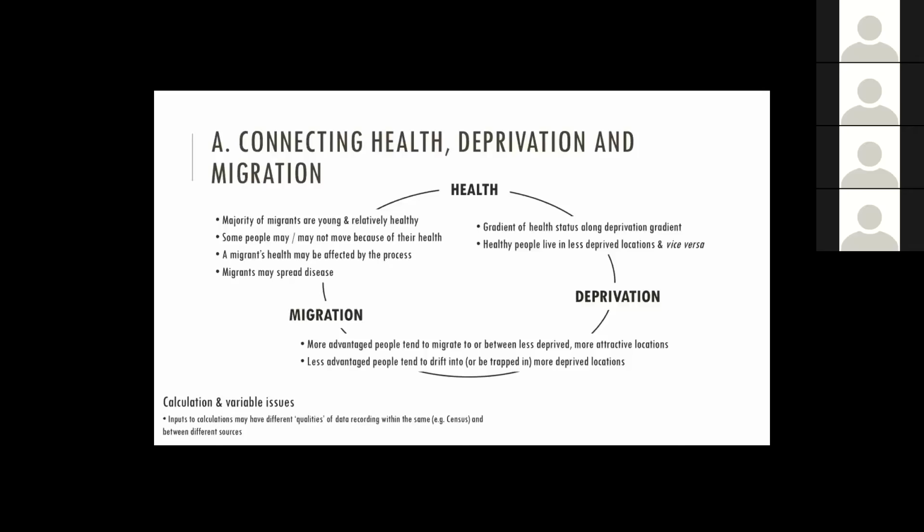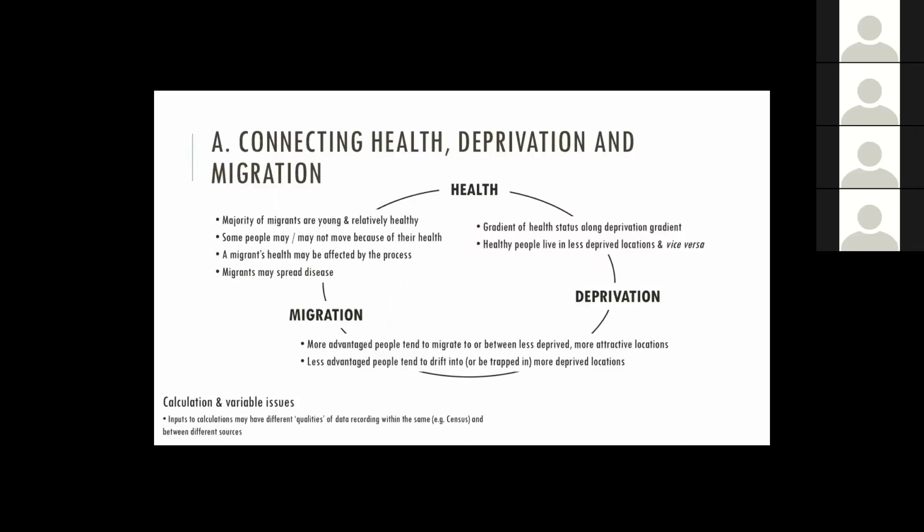Moving house across any spatial scale is an incredibly stressful experience, as I'm sure we can all attest to, and it can have implications for health. And then finally, there's the idea of migrants being harbingers of disease, so being able to spread disease. So those are the various layers with which you must think about migration and health. But crucially, we're thinking about what it is about the health status of migrants compared to non-migrants. And when you're thinking about the connection of all these different issues, there are various calculation and variable issues that you have to think about.